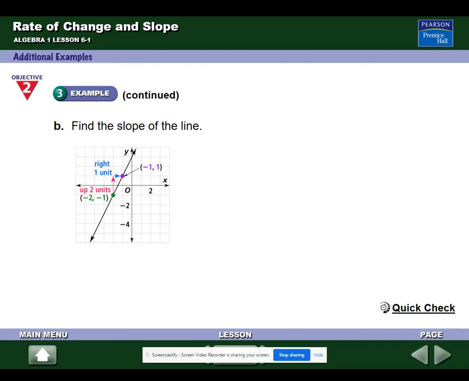And the rise over run is up 2, right 1, up 2, right 1. I could start all the way down here. Up 2, right 1, up 2, right 1. And there you go. And so that's going to have a slope of 2. Rise over run is 2 over 1, which is 2.